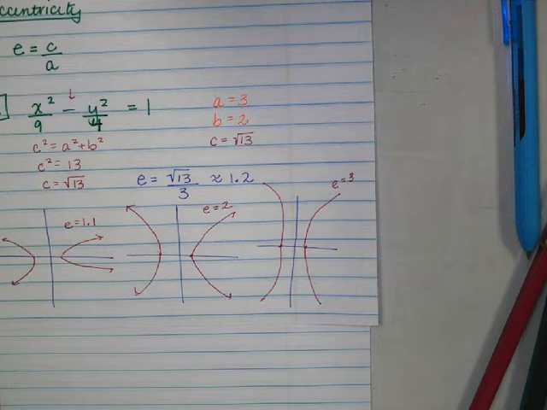I guess that makes sense because it's c over a. It doesn't have a maximum, but it has to be greater than 1. That makes sense.